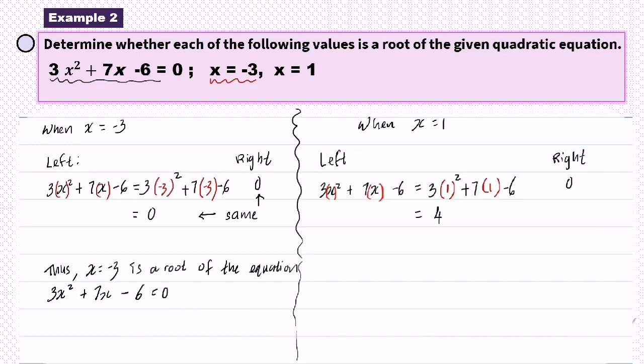So you compare these two values. Are these two values the same? Not the same. Okay, so now what is the conclusion? Thus, x equals 1 is not a root of equation 3x squared plus 7x minus 6 equals 0.